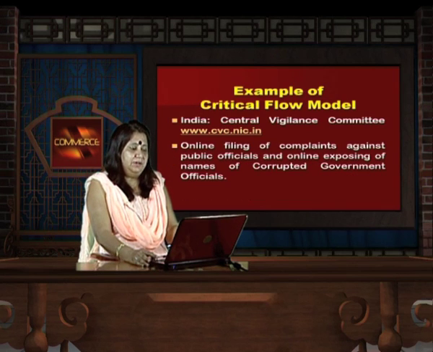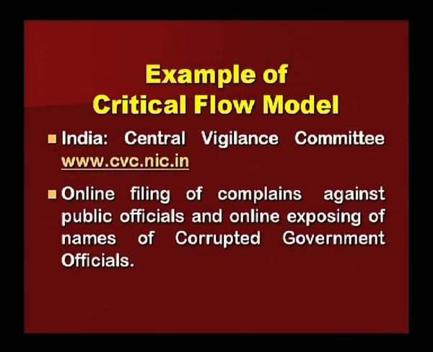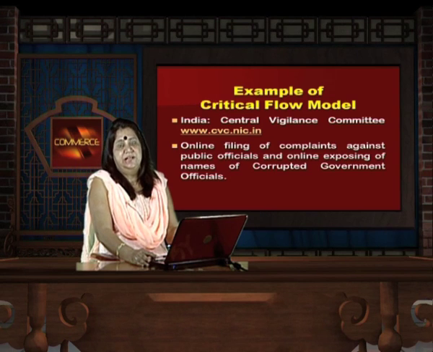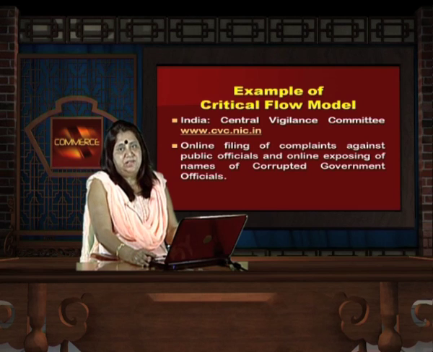The example of the critical flow model is India's Central Vigilance Commission, that is www.cvc.nic.in. This is the online filing of complaints against public officials and online exposing of the names of corrupt government officials. The government officers are working everywhere, they are taking high salaries and they are using the government machinery and infrastructure to the best of their interest. But if this infrastructure and the services are not giving benefit to public life, then what is the use of that government, what is the relevance of investment, and what is the impact if you waste money?